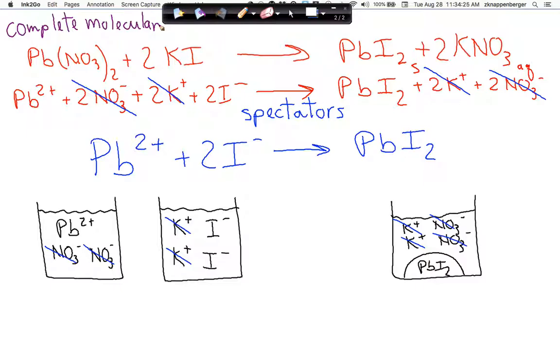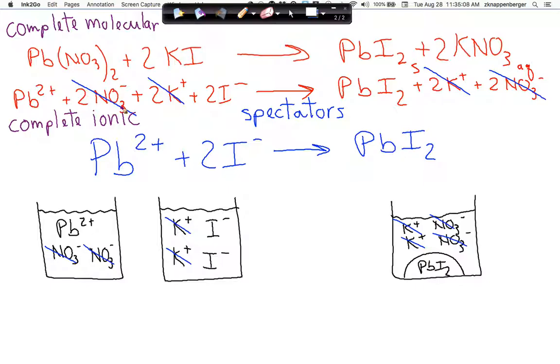Guys, the second one is what is called the complete ionic equation. Notice complete means contains everything. So the complete molecular represents everything together. The complete ionic represents the strong electrolytes broken into their ions. Chew on that for a minute. The complete ionic represents the strong electrolytes broken up as ions.